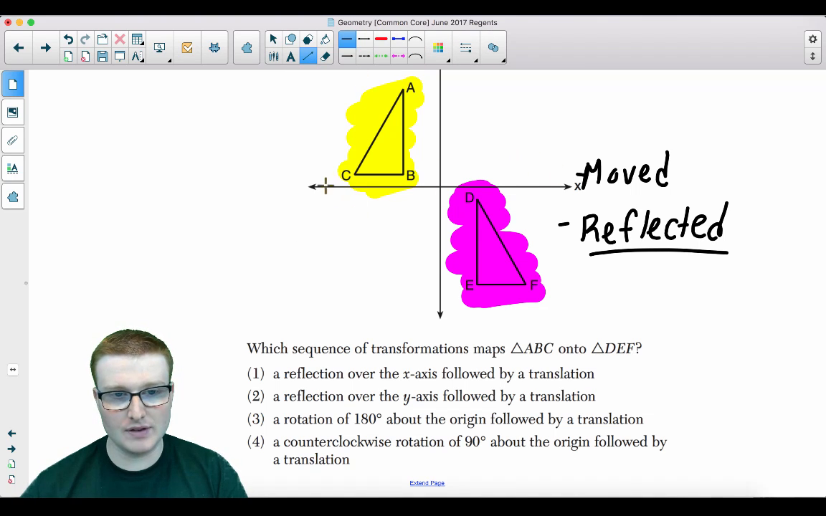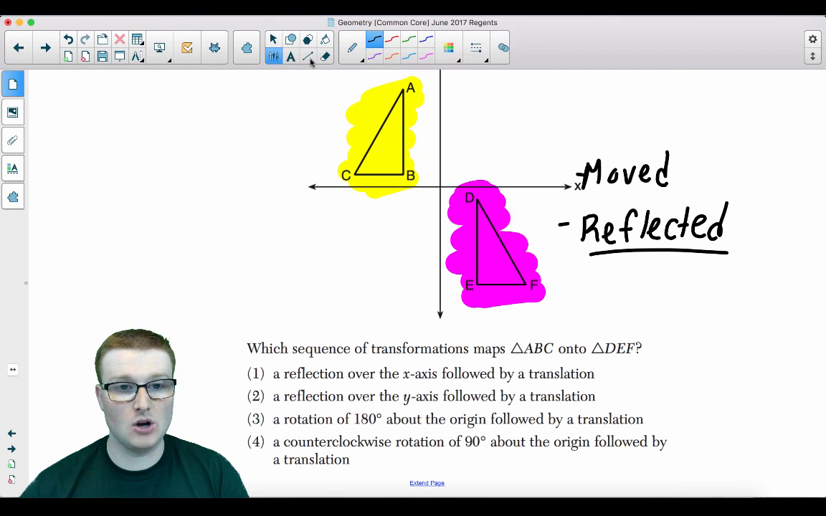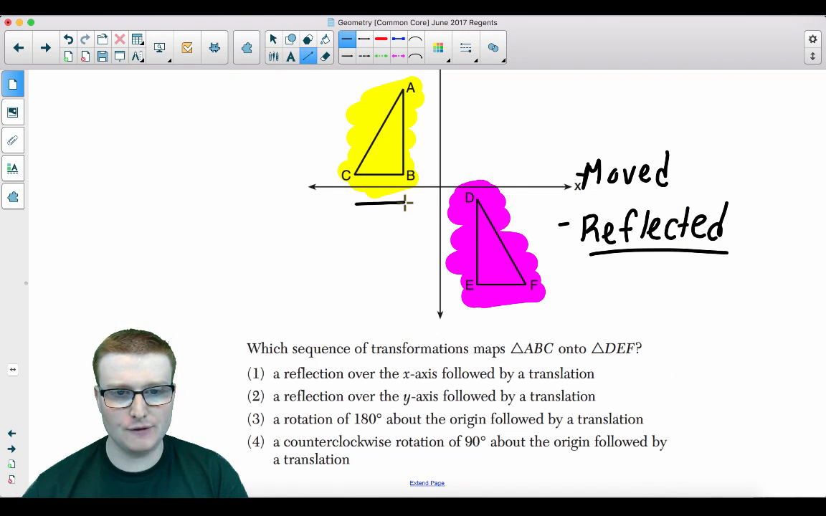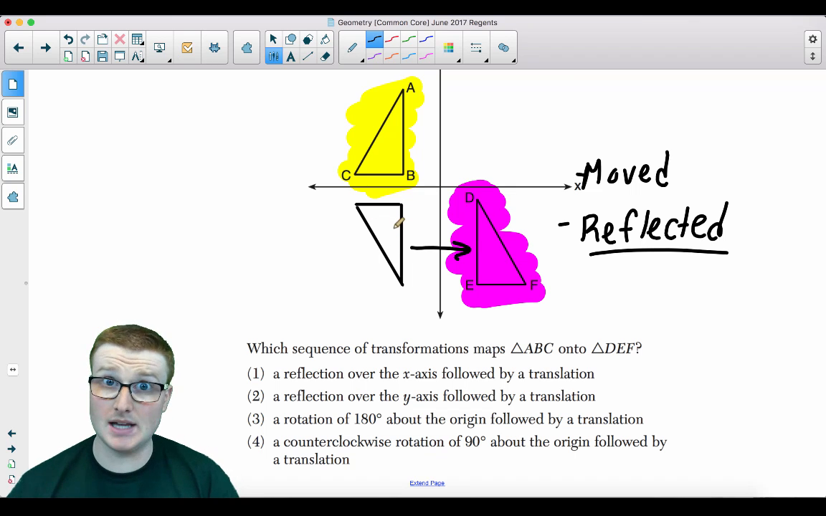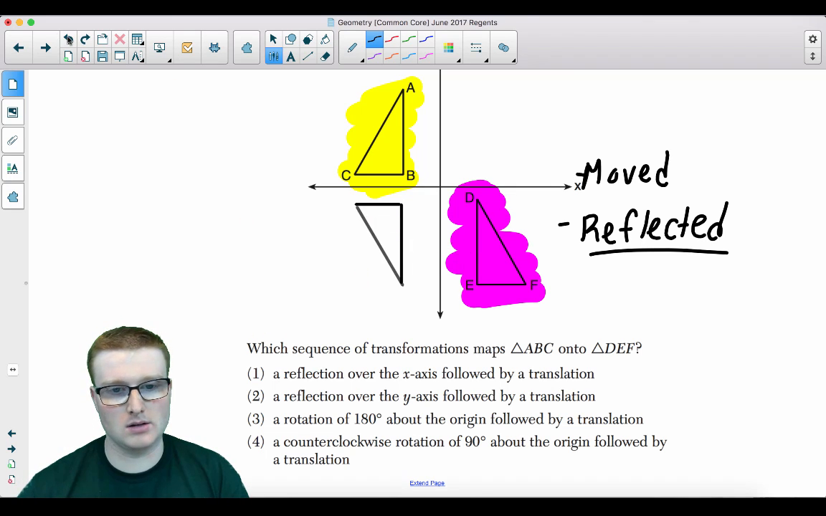It says reflection over the x-axis. That's that horizontal axis that you see here. So it says a reflection over the x-axis followed by a translation that way. Well, the problem is this triangle is not the same orientation as this. This is upside down. So choice 1 can't work. Let's go on to choice 2.